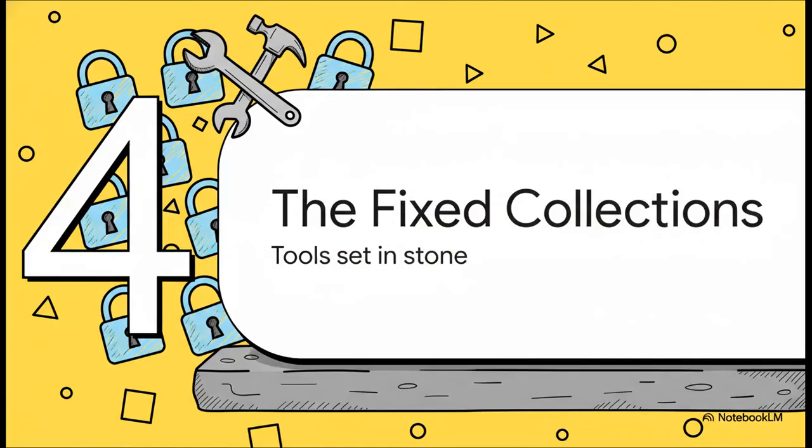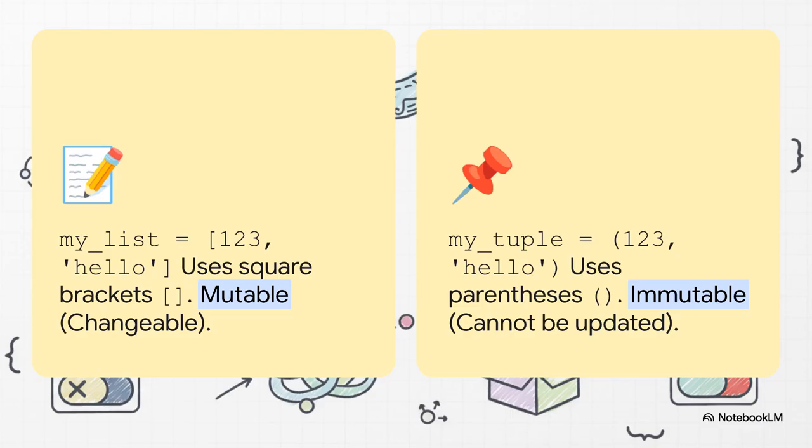Let's look at the other side of the tool belt, the immutable or fixed collections. These are the tools you reach for when you need things to be super reliable, and you want to make absolutely sure your data doesn't get changed by accident somewhere down the line. And that brings us to the classic showdown, the list versus the tuple. I mean, look at them. They look almost exactly the same. The only real difference in how you write them is the square brackets for a list and parentheses for a tuple. But how they behave, totally different worlds.